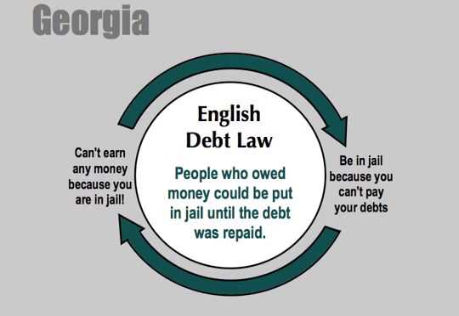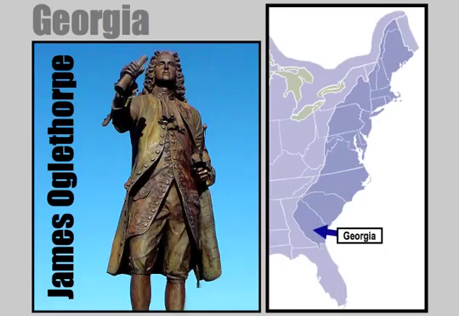And so what James Oglethorpe decides is, what we should do is create an alternative to throwing these people in jail. We should give them a chance to work off their debt. And he creates a new colony called Georgia. And in Georgia, colonists would have an opportunity to come across the Atlantic, live in this new colony, and repay the debts that they had accrued back in England.